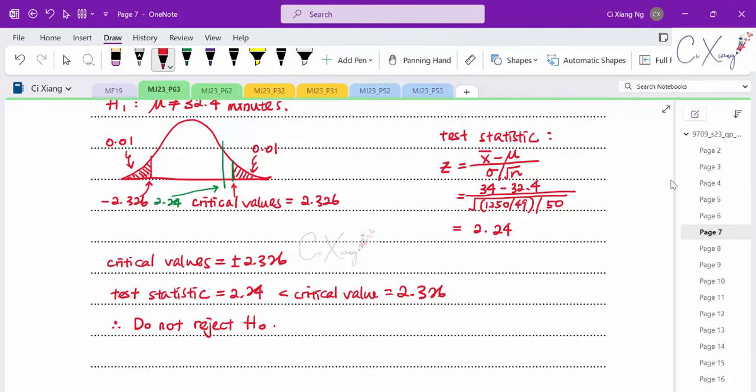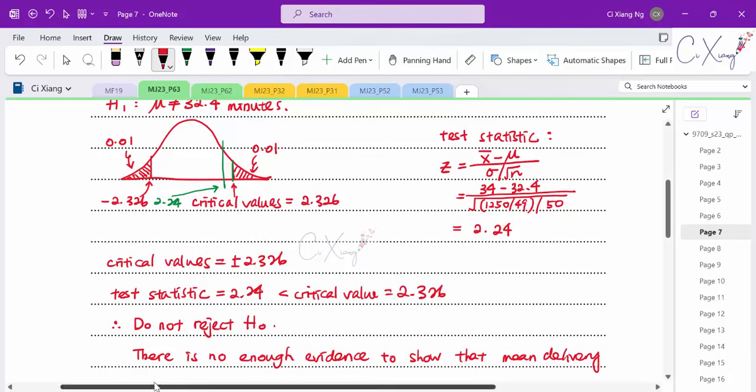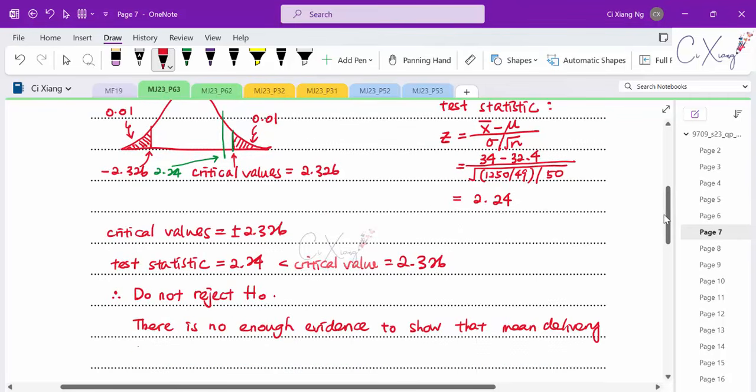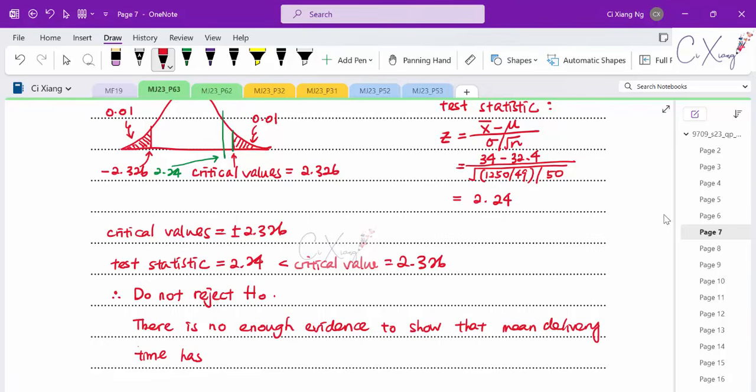Then of course we need to make a simple conclusion using the context of the question. If we don't reject the null hypothesis, it means there is not enough evidence, or you can write insufficient evidence, to show that the mean delivery time has changed since last year.